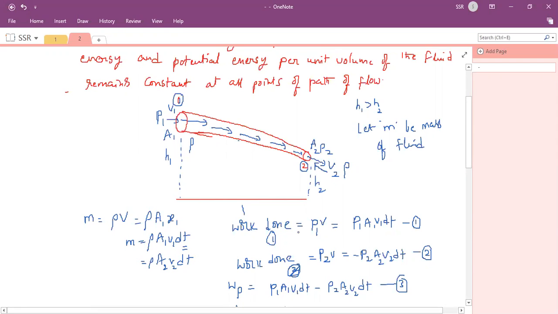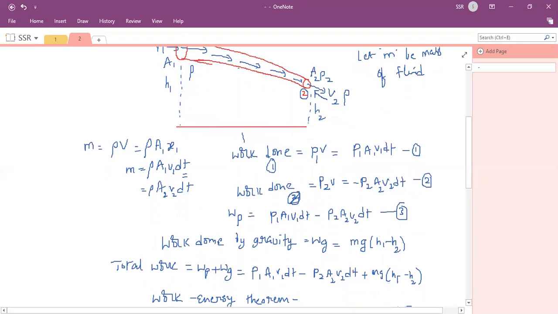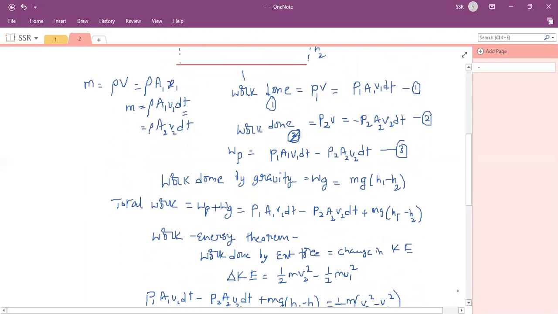Then first you can calculate the work done by pressure on the fluid. That is P1 into V, that is P1 into A1 V1 dt. Similarly, at point number 2, P2 V, that is P2 A2 V2 dt. But here it is negative, because pressure and velocity are in opposite directions as the fluid is coming out. Then the total work done by pressure is P1 A1 V1 dt minus P2 A2 V2 dt. Similarly, the work done by gravity Wg is equal to mgh, but mg times the height difference h1 minus h2. That is the work done by the gravitational force. So the total work is W pressure plus W gravity, so the total value is P1 A1 V1 dt minus P2 A2 V2 dt plus mg into (h1 minus h2).